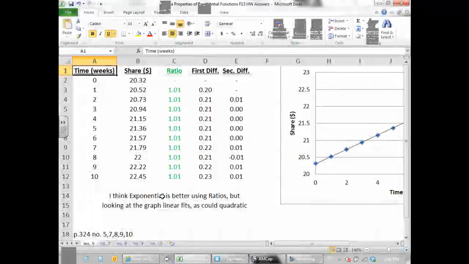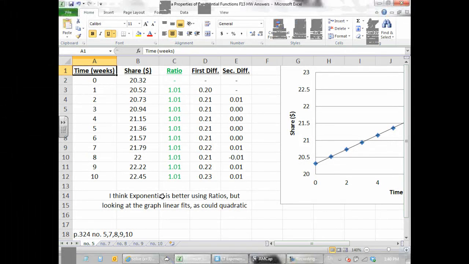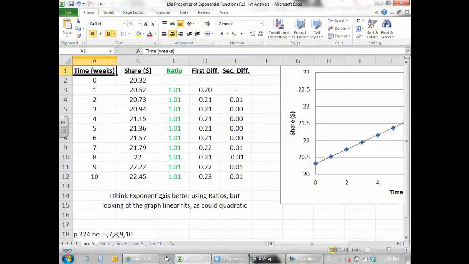All right, here's number 5. For those of you who've actually done the question, you will recognize that the data they gave you in number 5 was time versus share. When they posed the question, they said time is x and shares is your y value. So when you take a look at these data points, is it logarithmic?